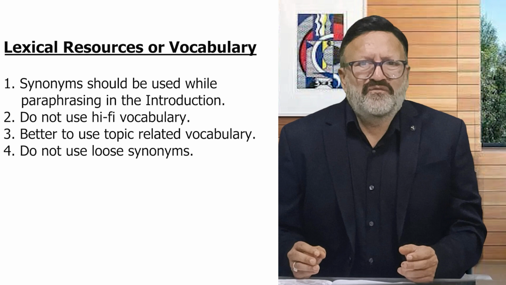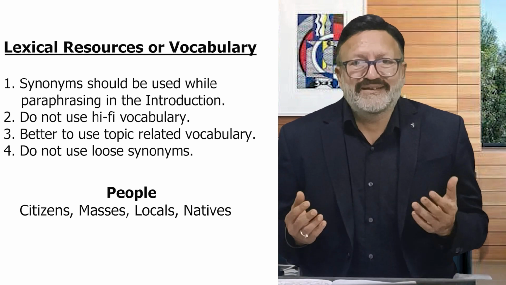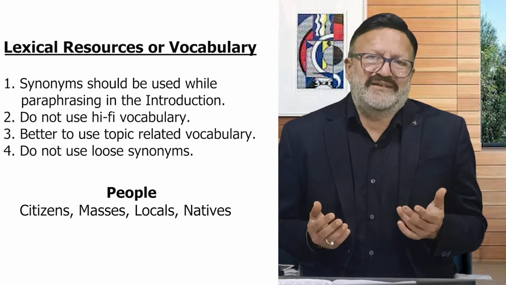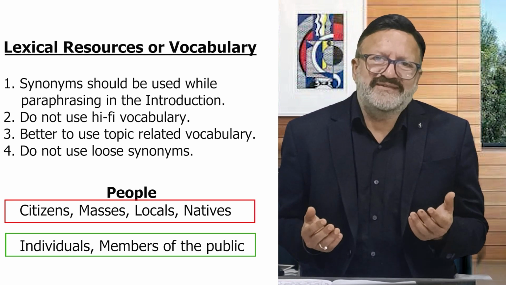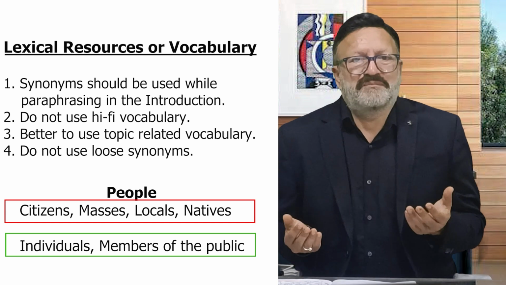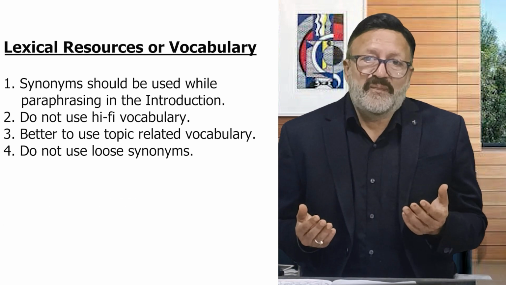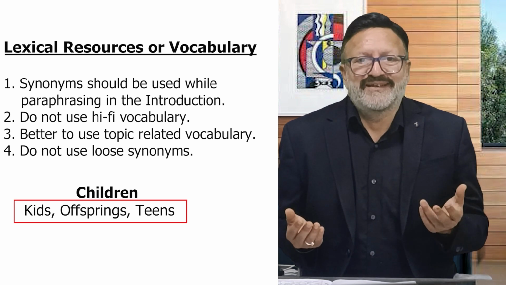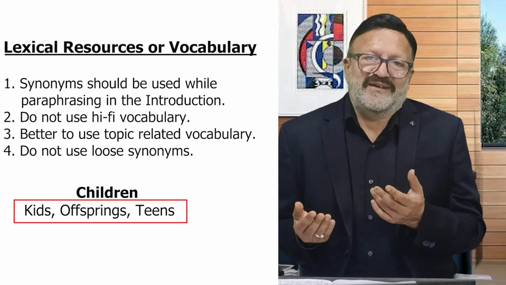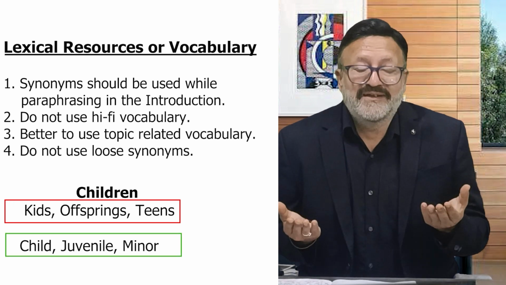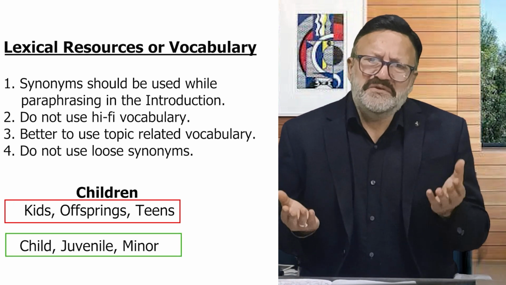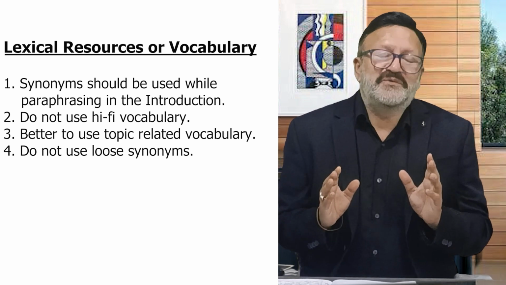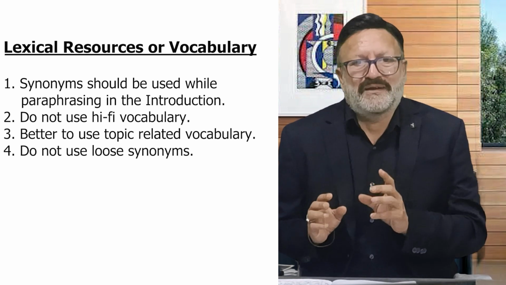For instance, for people, some students write citizens, locals, masses and natives, which are not exact synonyms. In fact, what should be used is individuals, members of the public. Similarly for children, wrong synonyms sometimes used are kids, offsprings, teens, while the better vocabulary words are a child, juveniles and minors. So use of such loose and informal vocabulary is likely to push your score down in this parameter.